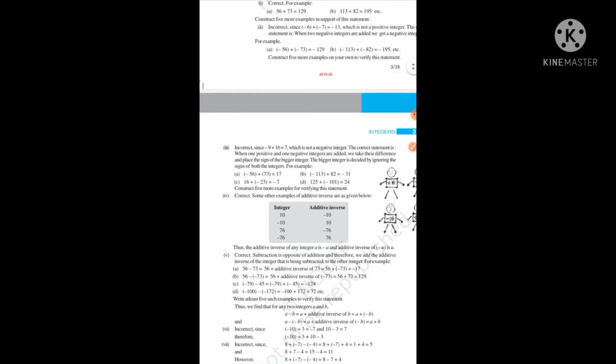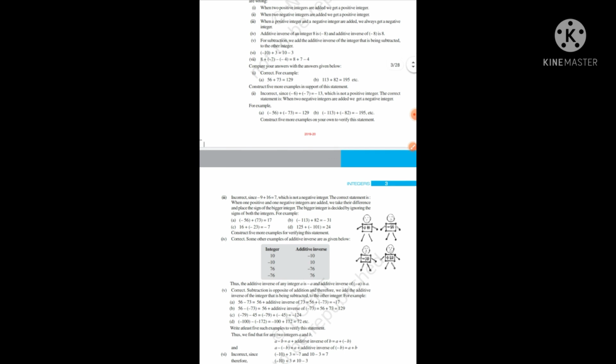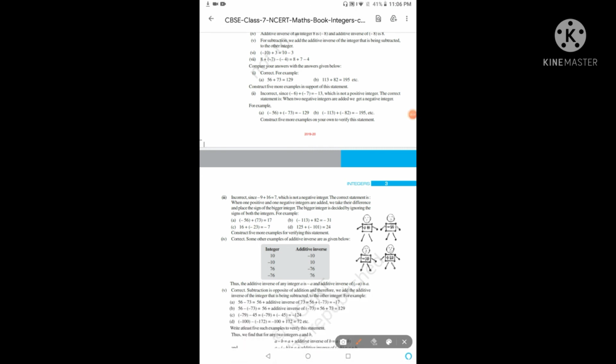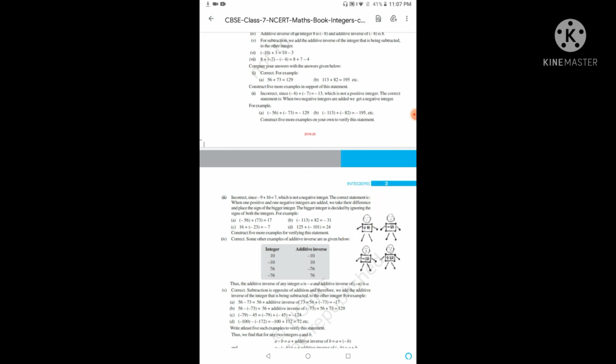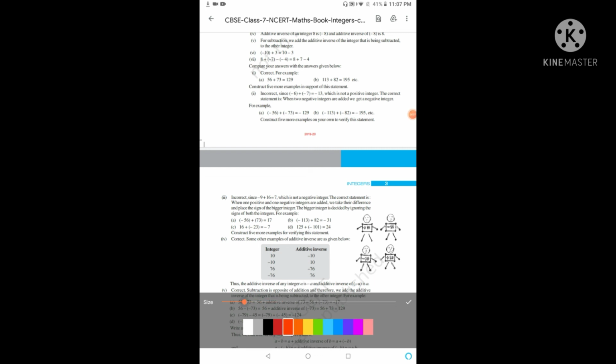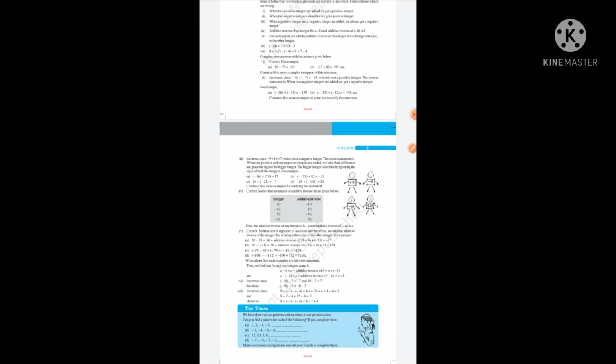Subtraction was given, compare our answer with the answer given below. I want you to do this part yourself, so this is your homework. This is one. See, next to the examples, correct and incorrect is written, you try once, okay? Then 3, okay? Then this 4, 5, 6, okay, all of what you see, from here right till here, all parts of it.